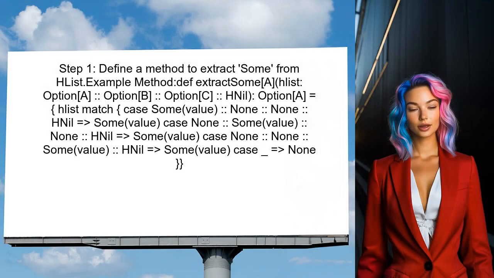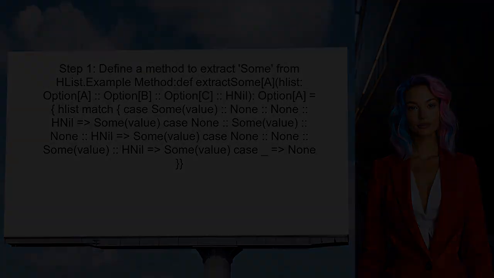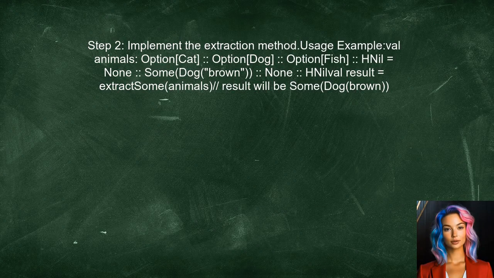To begin solving the user's question, we need to define a method that will allow us to extract the sum instance from the HList. This method will iterate through the HList and check each element. Next, the user should implement this method in their code. This will allow them to pass their HList instance and retrieve the sum value if it exists.